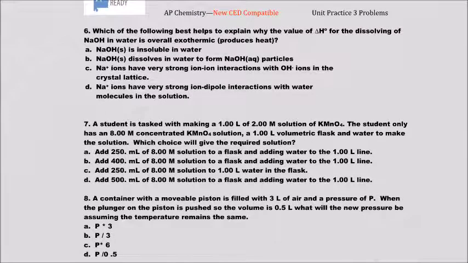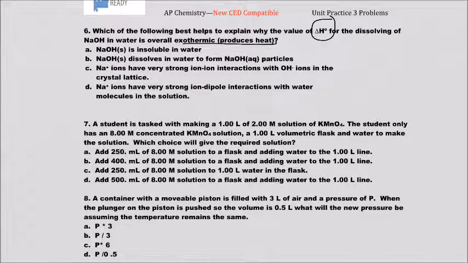Number 6, which of the following best helps to explain why the value of delta H for the dissolving of sodium hydroxide in water is overall exothermic, which means it produces heat. Remember, this quantity enthalpy will be covered in Unit 6. What we really need to focus on is that sodium hydroxide in water is exothermic. It gives off heat. That's the key right there. So what does that tell us?